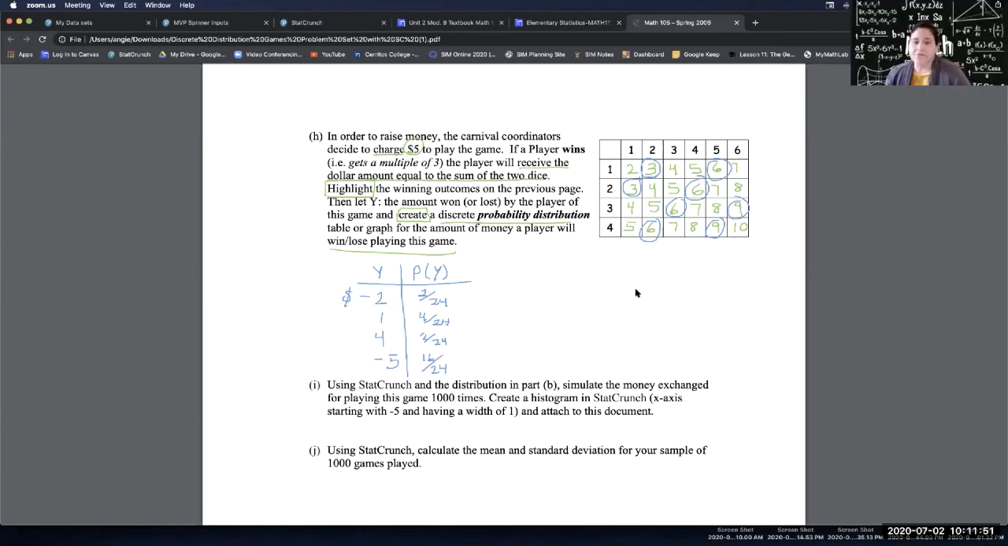So now we're going to go back to StatCrunch, and we're going to simulate rolling the dice and playing with money. So every time we walk up, we're throwing down $5, and then we're seeing what we roll and see what we come away with. Does anybody need to see this anymore, or are you good with these?